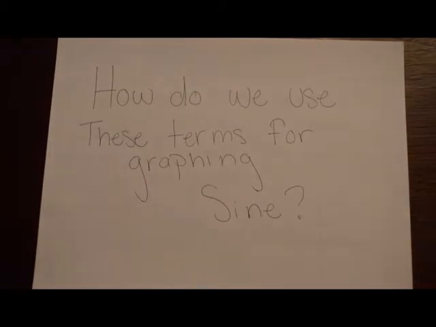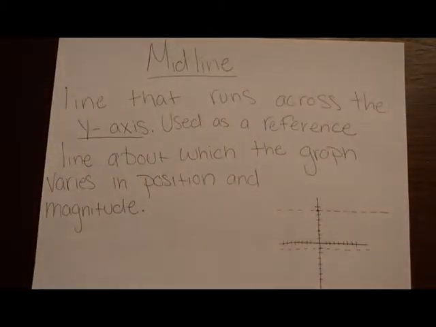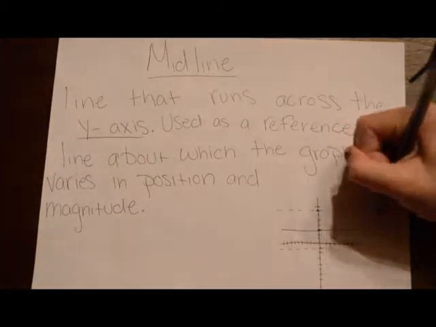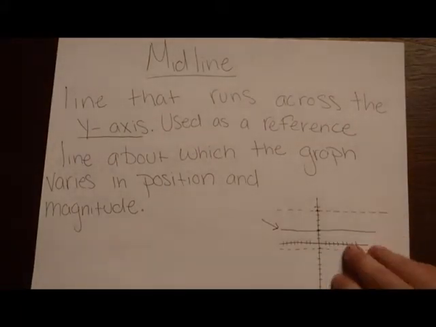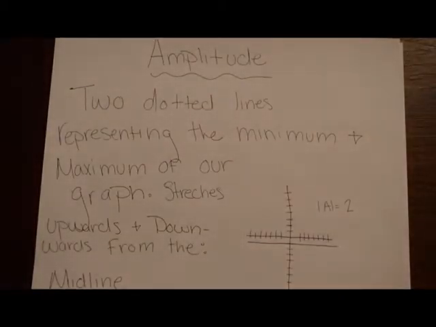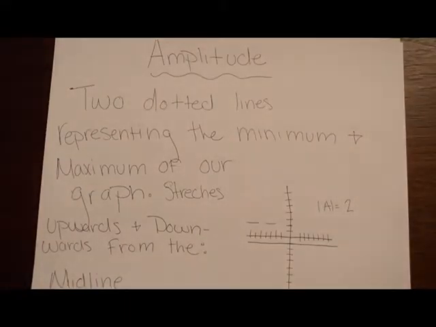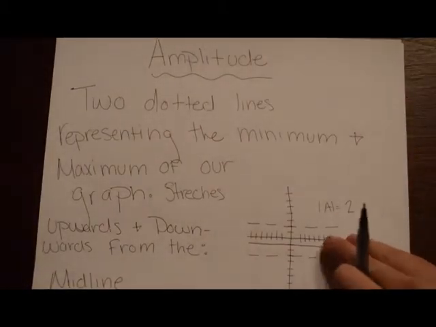How do we use these terms for graphing sine? The midline runs across the y-axis, and it's used as a reference line about which the graph varies in position and magnitude. The amplitude is two dotted lines representing the minimum and maximum of a graph. It stretches upward and downwards from the midline. For example, if a equals 2, the lines would go up and down from the midline 2 places.